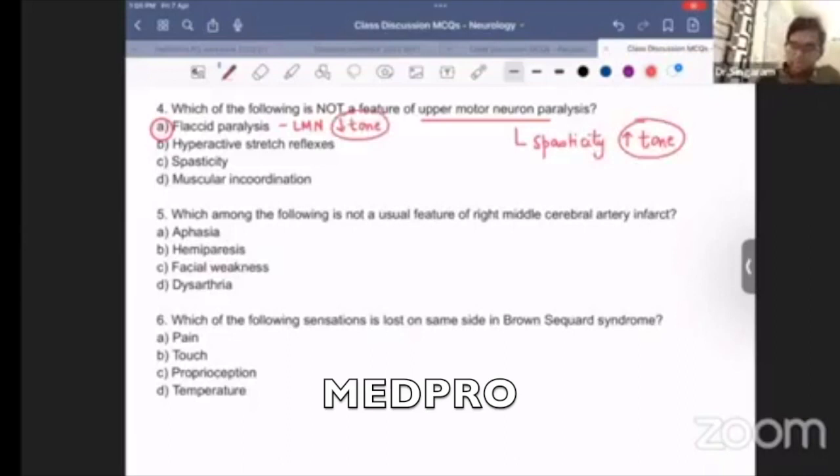Easy way to remember is like this. LMN, lower motor neuron lesion. The tone is low. L for L. That's the easy way. All the other things, hyperactive stretch reflexes, that means deep tendon reflexes, are increased in case of UMN, which is what is expected. Spasticity, increased tone, is a feature of UMN. Muscle incoordination, due to the weakness, there will be muscle incoordination. All these are correct points only, but flaccid paralysis is definitely a feature of LMN only.